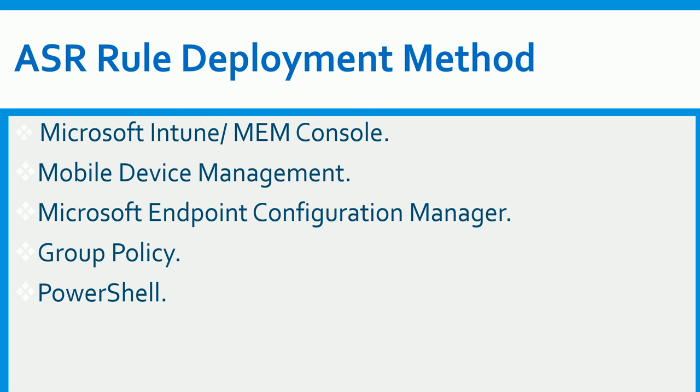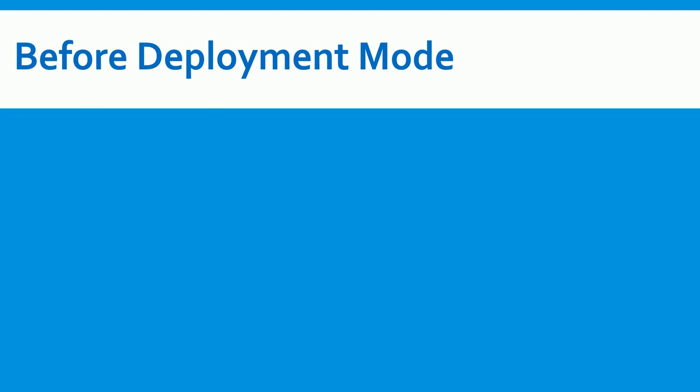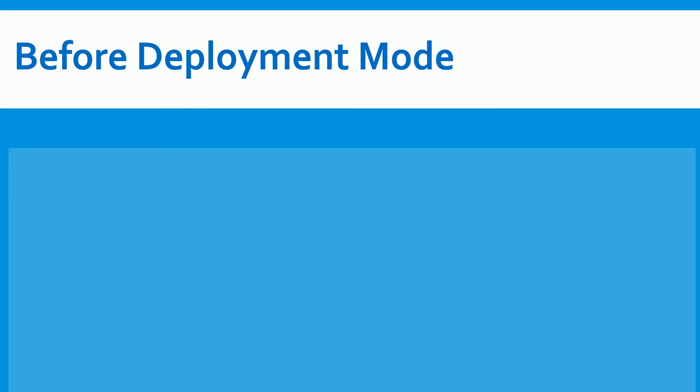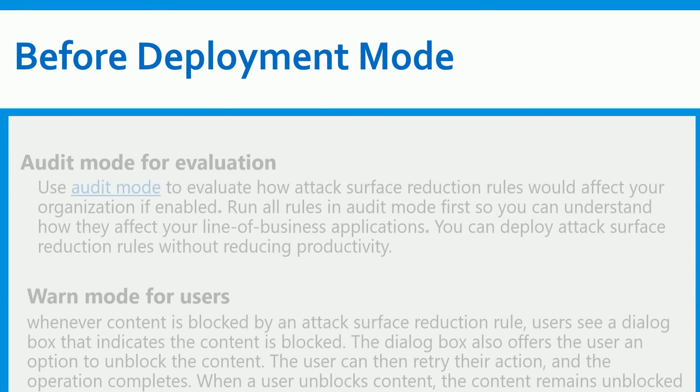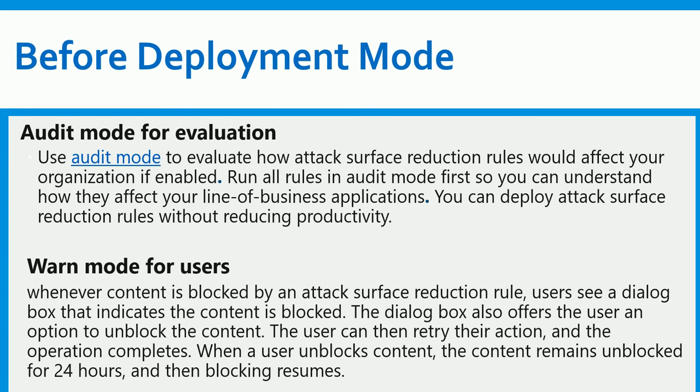But in this video, we are going to learn about the Microsoft Intune MEM console, how you can deploy your ASR rule via Intune. So that's our agenda in this video. Now, before the deployment, we have two modes here: audit mode for evaluation, and the second is warn mode for the user. So let's understand what the audit mode is.